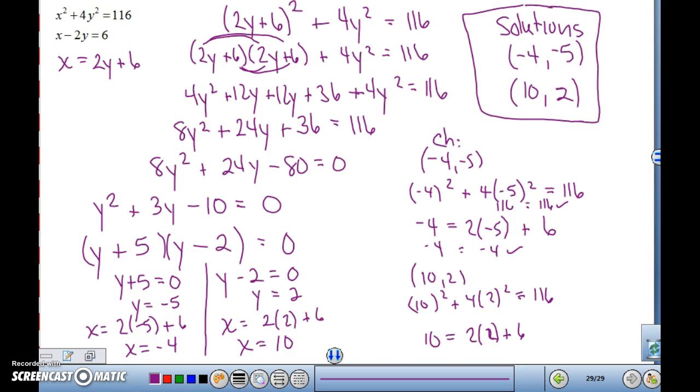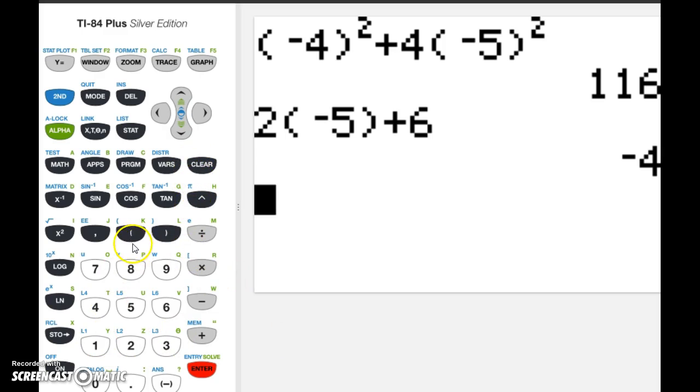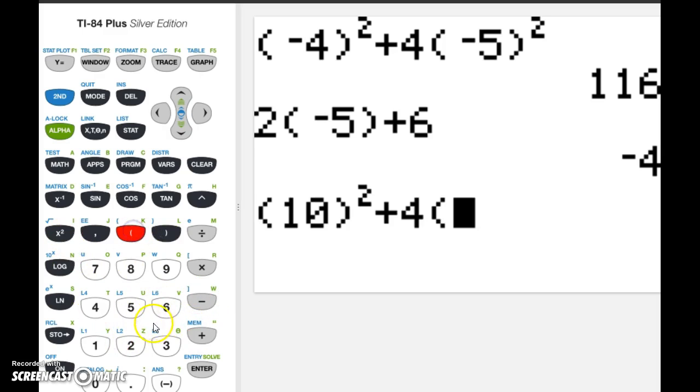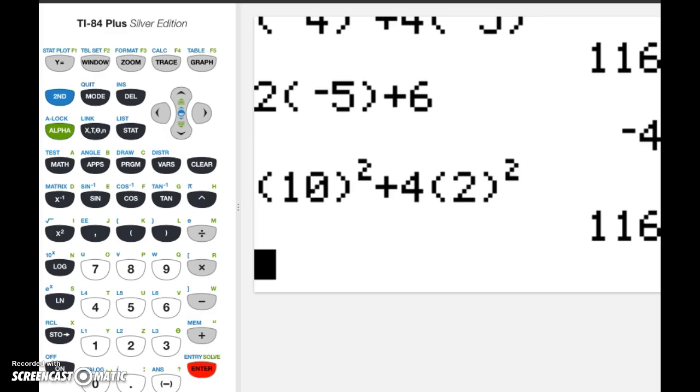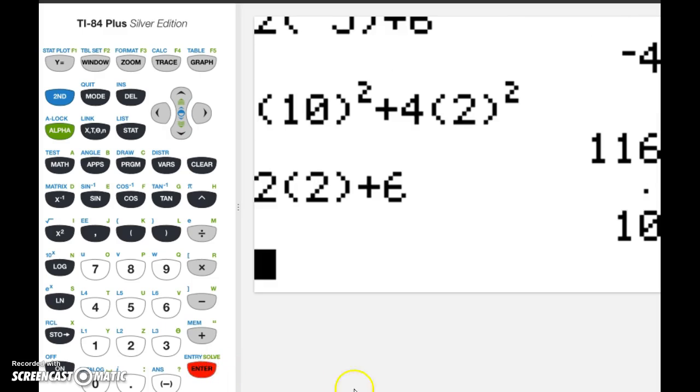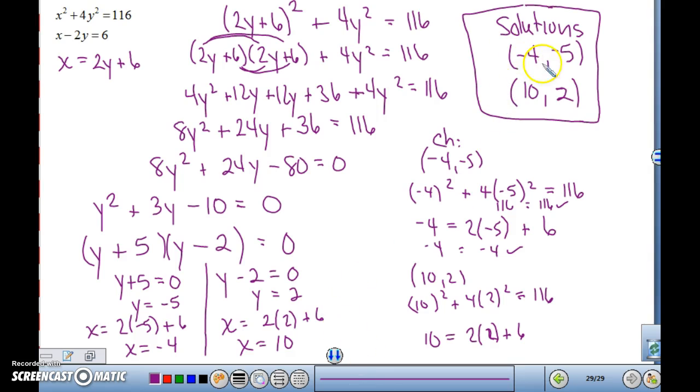For this first equation here, we have 10 squared plus 4 times 2 squared is equal to 116. That works. And then for the second one, 2 times y plus 6 would be 2 times 2 plus 6, which should equal 10. And it does. So the solutions of negative 4, negative 5, and 10, 2 work for both of these.